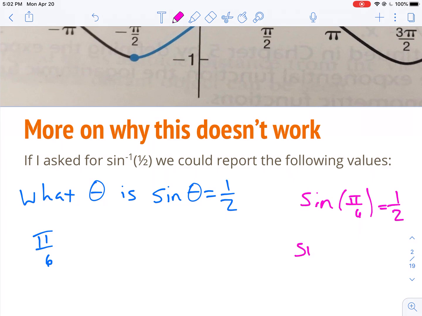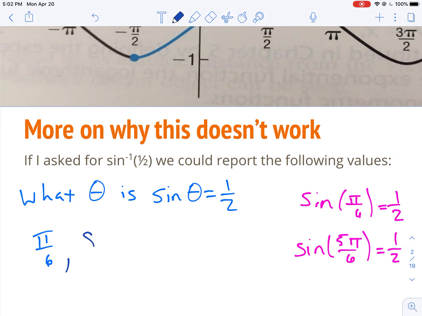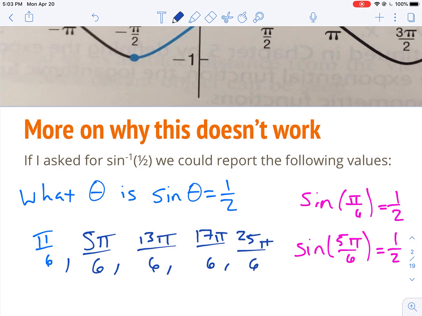Well, wait a second. The sine of 5 pi over 6 is also equal to 1/2. So theoretically I could also write 5 pi over 6 here. And I could continue this. I could start thinking about more and more of these thetas. 13 pi over 6 would fit this bill, as well as 17 pi over 6, as well as 25 pi over 6, so on and so forth.